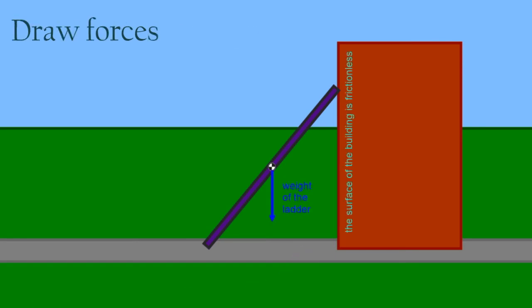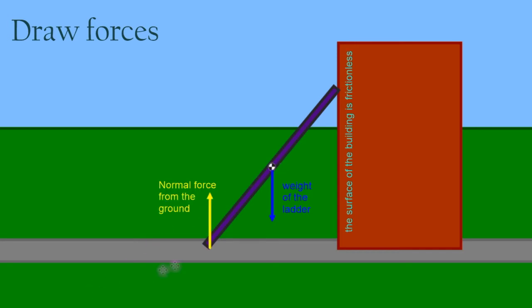Now the first thing we have to do is draw our forces. So as I said, the wall has no friction, it's frictionless, so there'd be no forces from friction there. Second, we draw the weight of the ladder. Now you notice the weight of the ladder is drawn to act at the very center of the ladder, and it goes straight down. Now that means it's basically half the length of the ladder where that force is located.